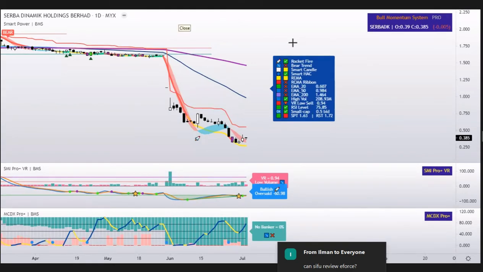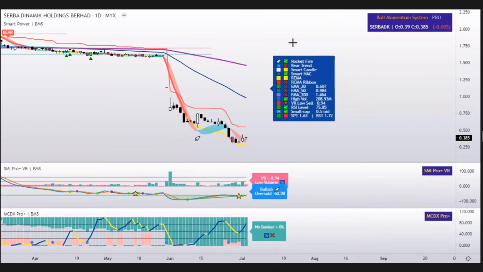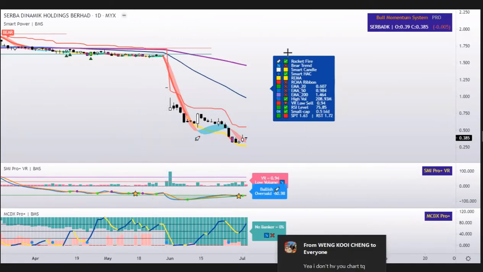Okay, hold on. Ilman, okay, hold on. Now those who want to see later, maybe at the end. So I try to answer this. This is interesting, okay, because there's a gap down, all right? Okay, hold on.